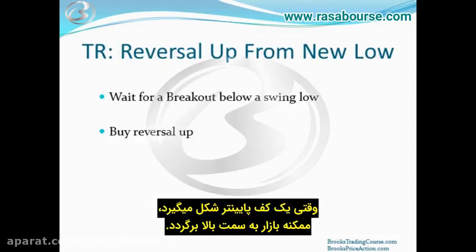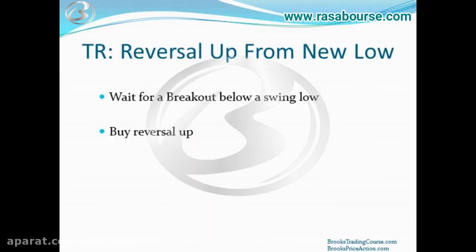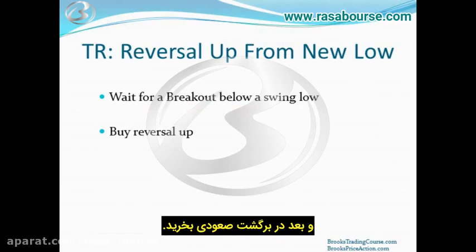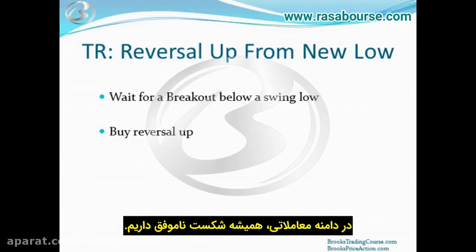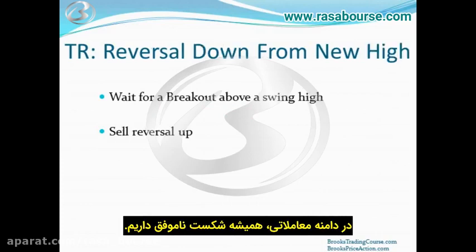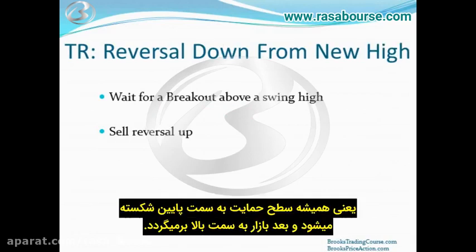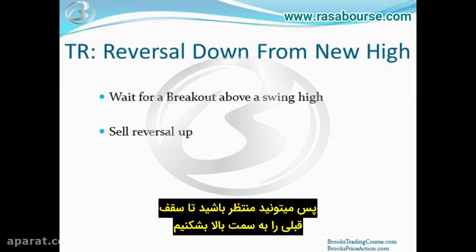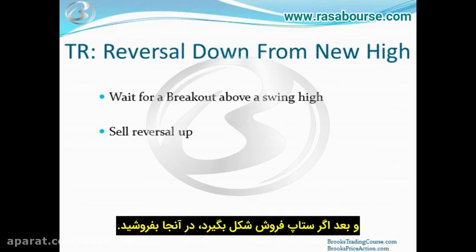Reversal up from the new low. First, wait for a breakout below a swing low, and then buy a reversal up. Ranges are always forming failed breakouts. They're always breaking below support and then reversing up. They're always breaking above resistance and reversing down. So for example, you can wait for a breakout above a prior swing high, and then if there's a reversal setup, sell the reversal.